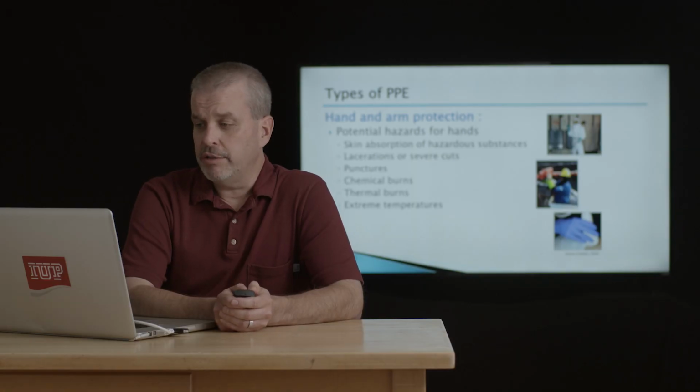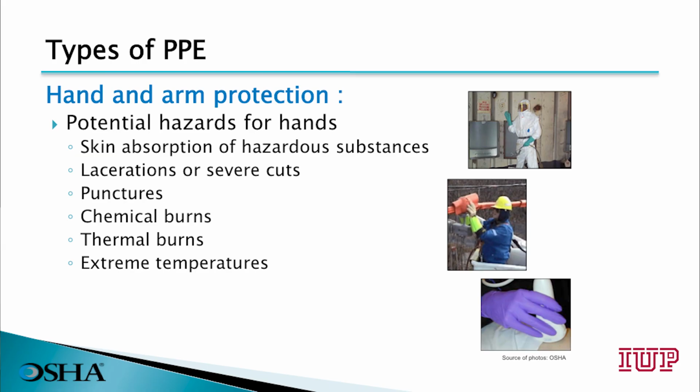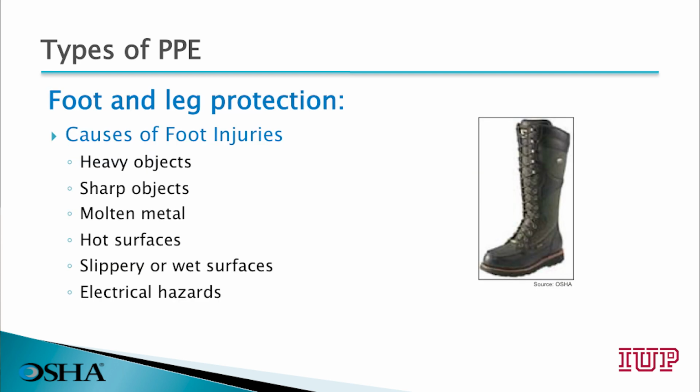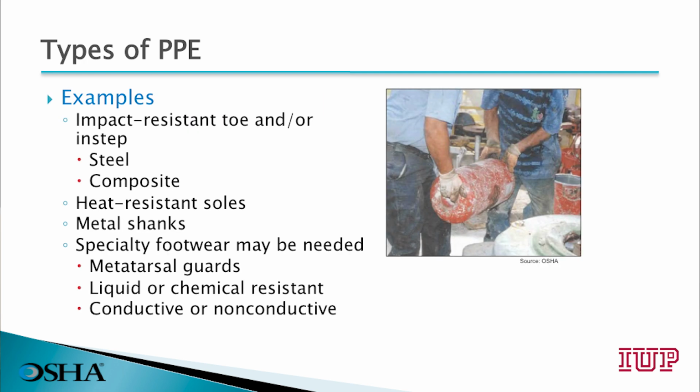Hand and arm protection. Potential hazards for hands are skin absorption of hazardous substances, lacerations or severe cuts, punctures, chemical or thermal burns, and extreme temperatures. Glove types include anti-vibration, chemical resistant, leather, heat resistant, cut resistant, or permeation resistant. Foot and leg protection. Causes of foot injuries are heavy objects, sharp objects, molten metal, hot surfaces, slippery or wet surfaces, and electrical hazards. Examples of foot protection include impact-resistant toe or instep, including a steel or composite cap built into your work boot, heat-resistant soles, metal shanks, or specialty footwear.